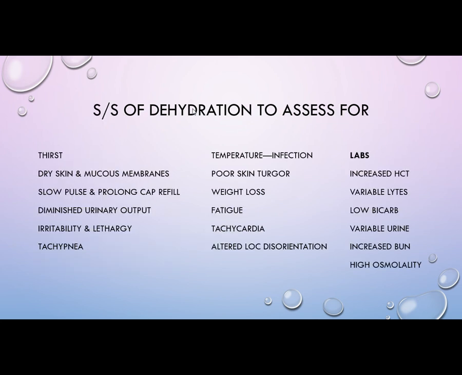Okay, so next we've got some signs and symptoms of dehydration to assess for, and it's a pretty lengthy list, as you can see. The labs, you're going to see an increase in their crit. Their lytes are going to be variable. In other words, their electrolytes, it's going to depend. Some will be high, some will be low. It depends on which one you're looking at. They'll have a low bicarb level. Their urine can be variable. Like I said before, it's going to depend on if it's isotonic, hypotonic, or hypertonic dehydration that they're experiencing. They can have an increased BUN and high osmolarity.